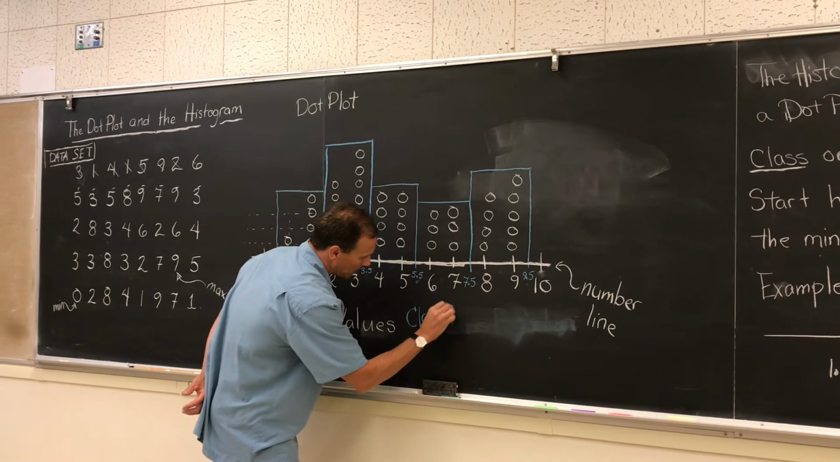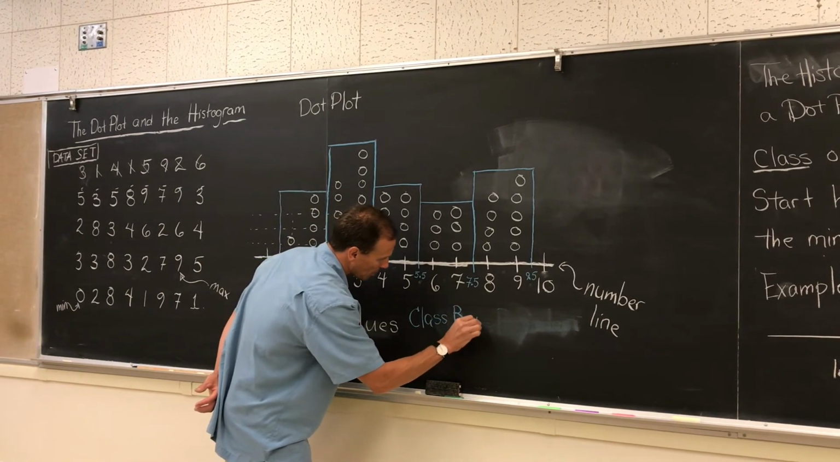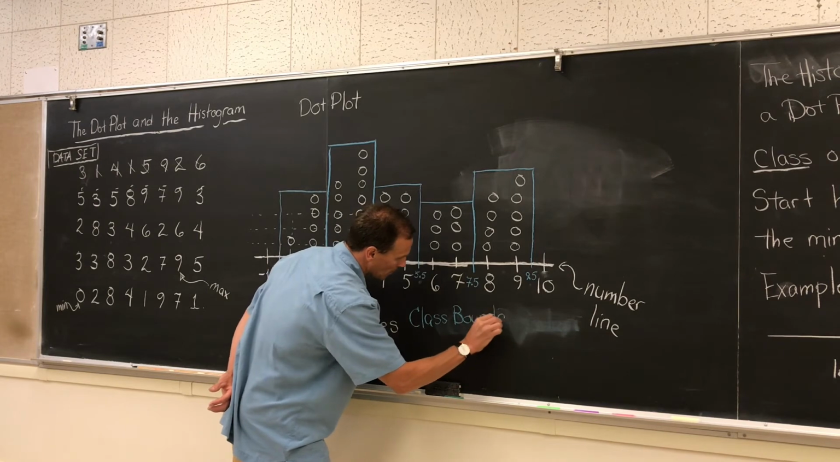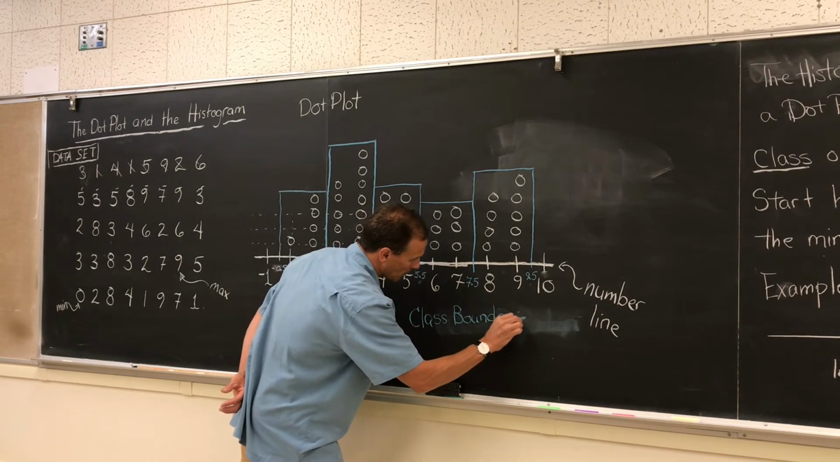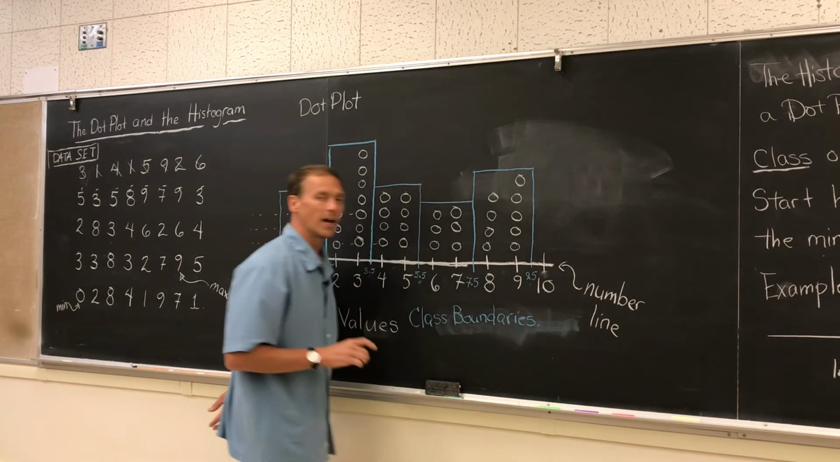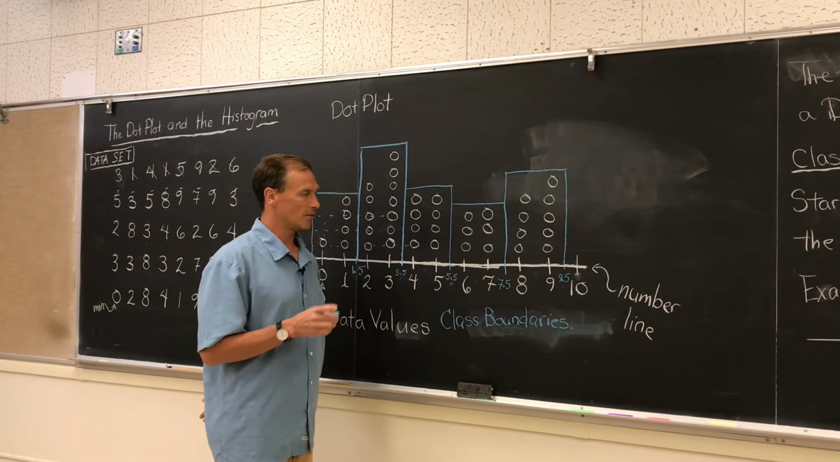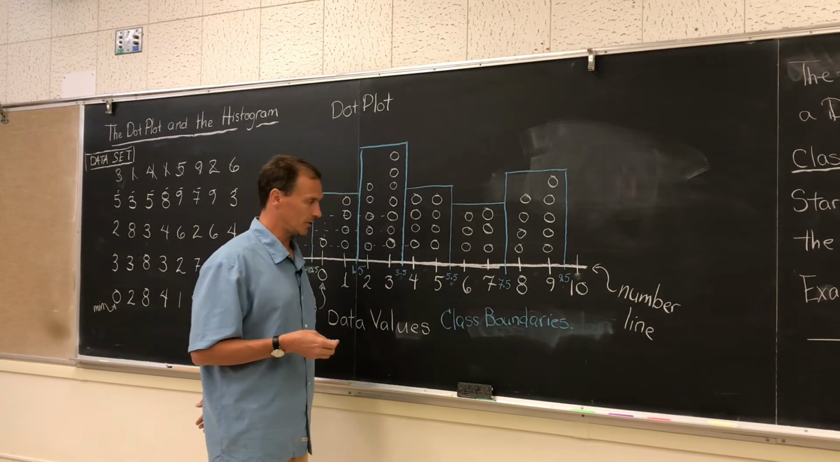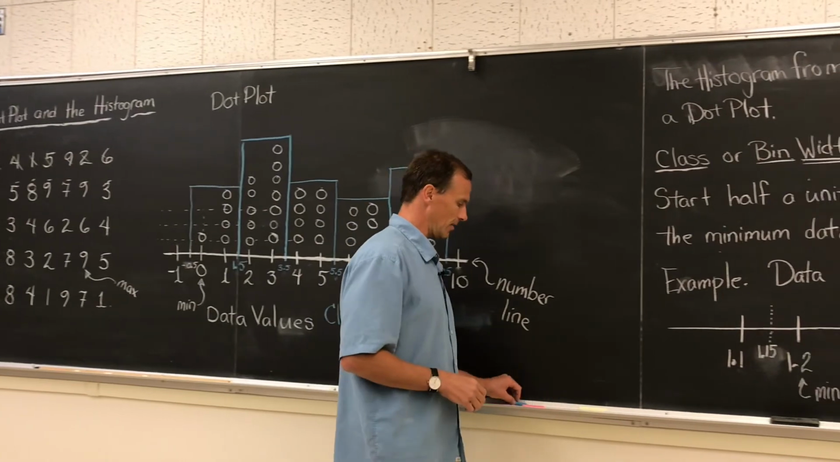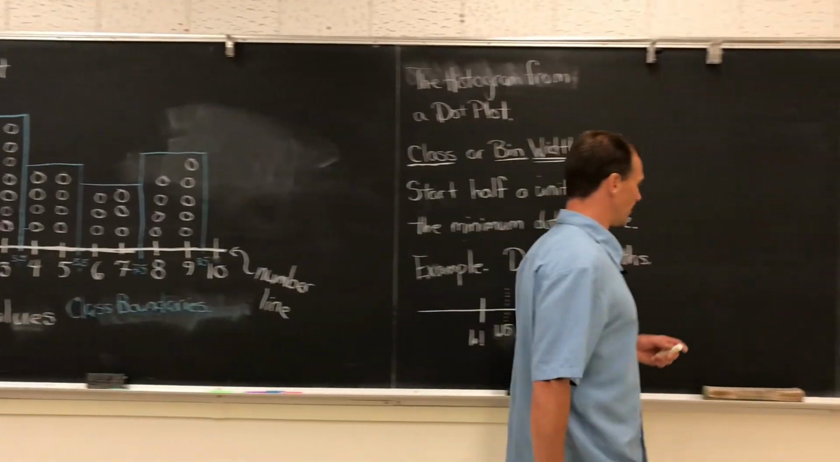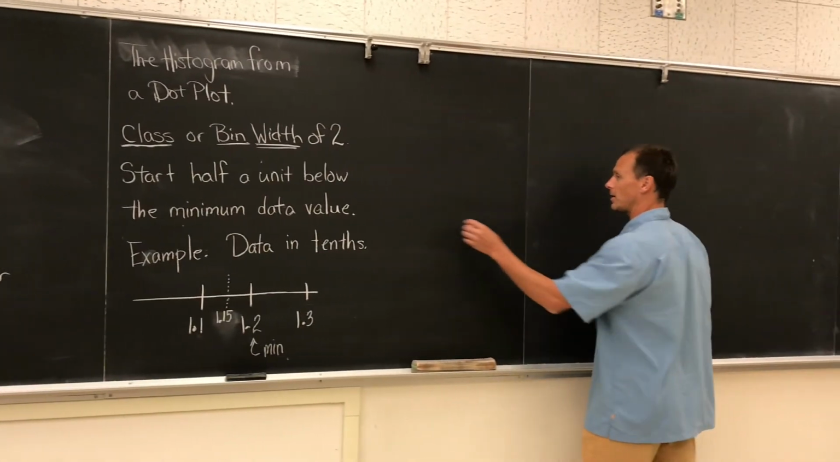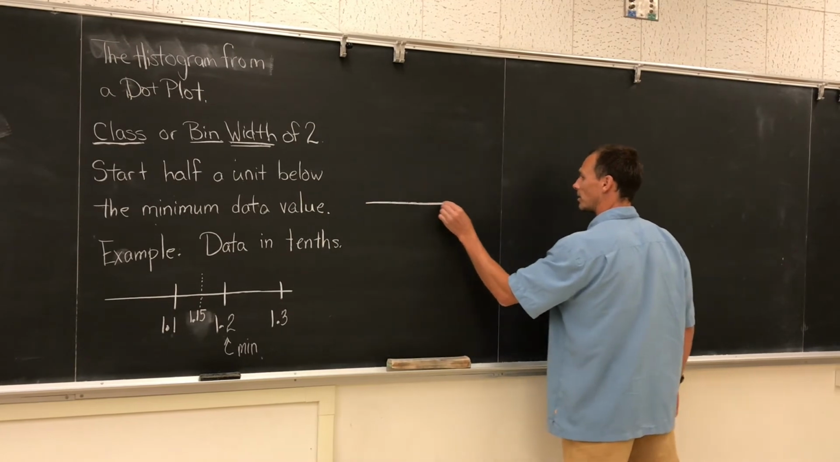Class boundaries. And it's the class boundaries that form our number line for our histogram. So now we have everything we need. Well, at least most of it. So I'm going to make my histogram, and it's going to start much like the dot plot did.